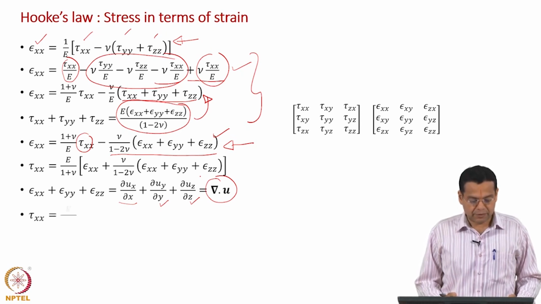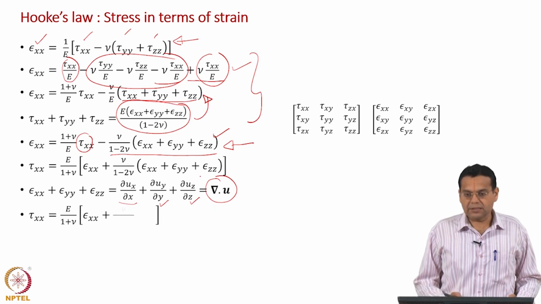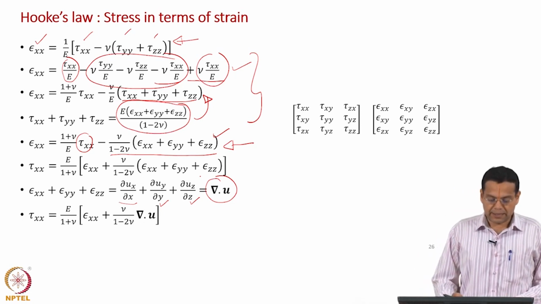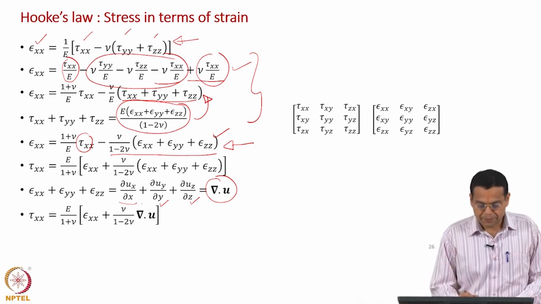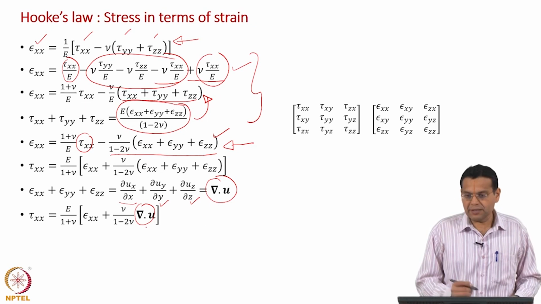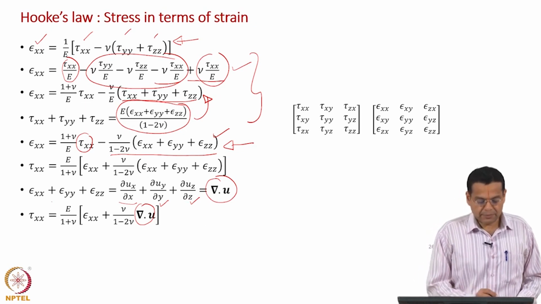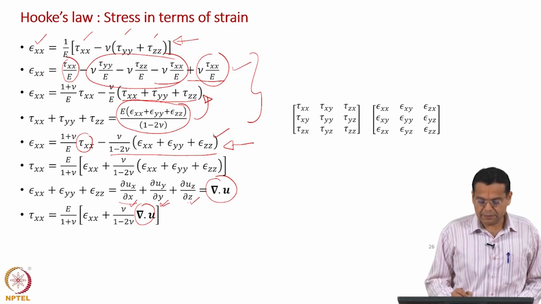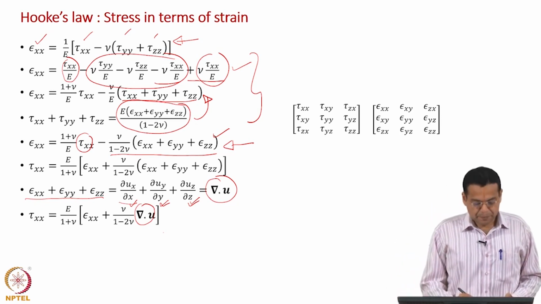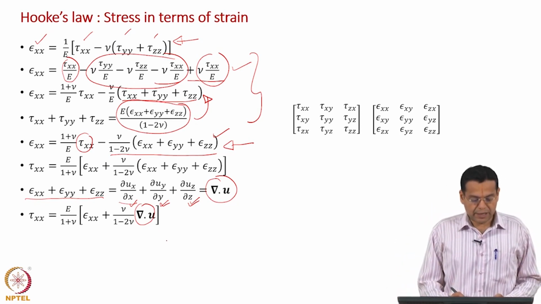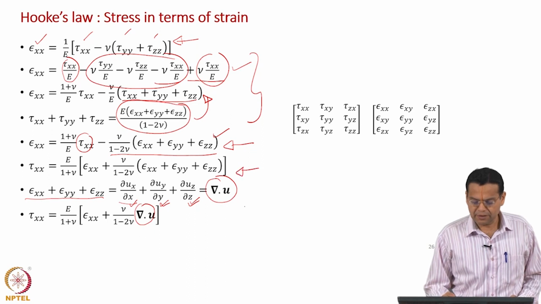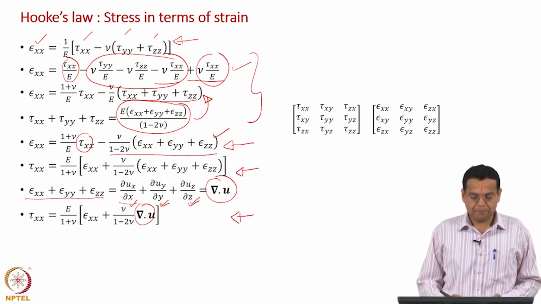So, let us write tau xx in a little simpler way: E by 1 plus nu times epsilon xx, plus nu by 1 minus 2 nu times the divergence of the displacement field. Whenever you come across this divergence of displacement field in the future slides, it is nothing but the sum of these gradients, or the sum of these normal strains. We said we are going to express normal stress in terms of strains, and that is what we have done here, and of course this is another way of representing that.